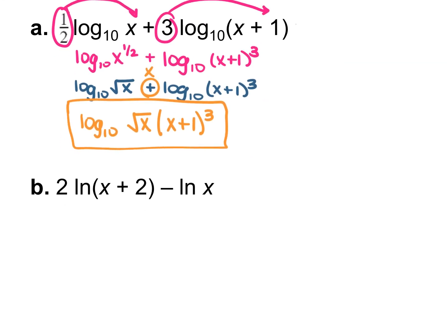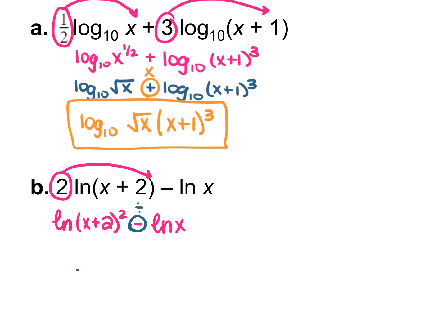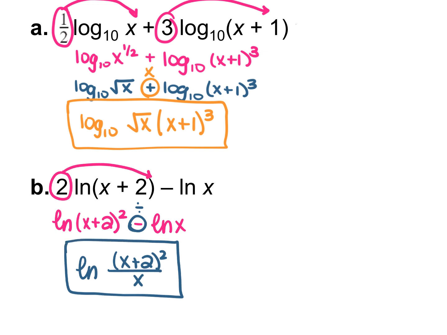For example B, you have 2 times the natural log of x plus 2 minus the natural log of x. We're going to first take this 2 and bring it to be the power on that set of parentheses. So you're going to have the natural log of x plus 2 squared minus the natural log of x. You have subtraction that separates your two parts here. So we're going to rewrite that using division. So you're going to keep the natural log. Up top, you're going to have x plus 2 squared. On the bottom, it's just going to be x. So that's the natural log of x plus 2 squared over x.